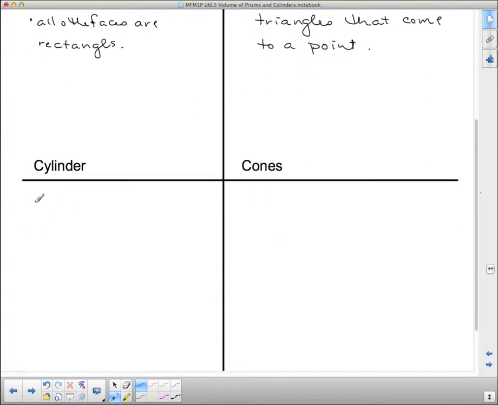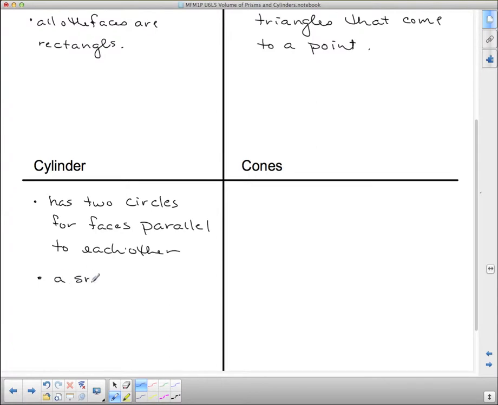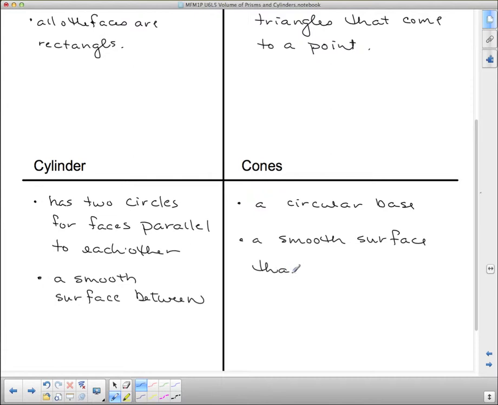Now, how about a cylinder? Has two circles for faces parallel to each other. And then a smooth surface between. And cones have a circular base and then a smooth surface that comes to a point.